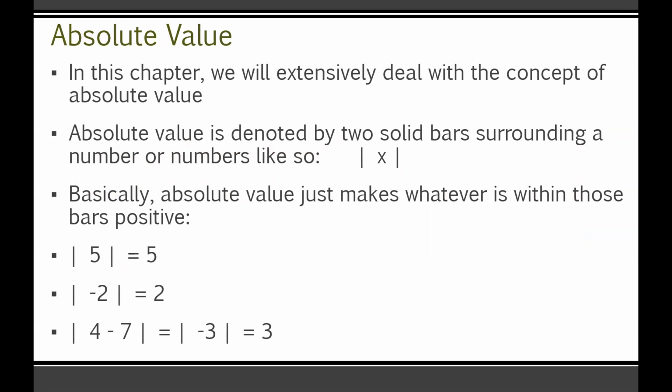All right, so absolute value. In this chapter, we will extensively deal with the concept of absolute value. Absolute value is denoted by two solid bars surrounding a number or numbers, like so. A couple solid bars around a number, right? Well, what does that mean? Well, basically, what absolute value is, it just makes whatever's within those positive.